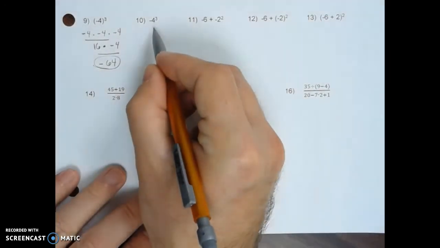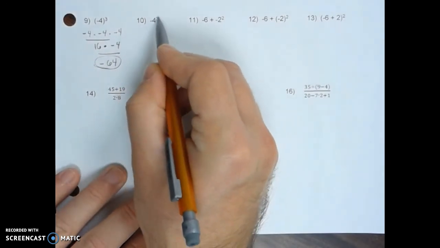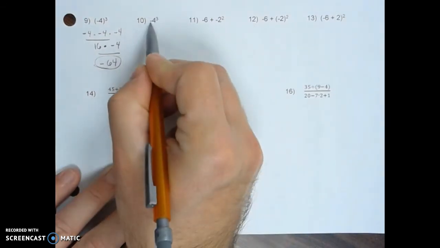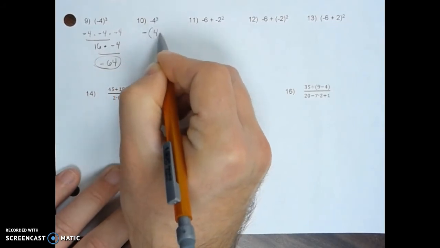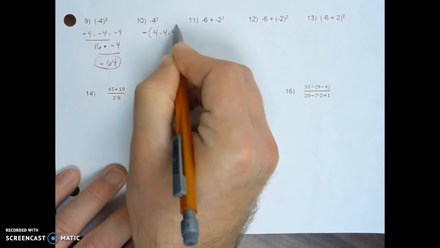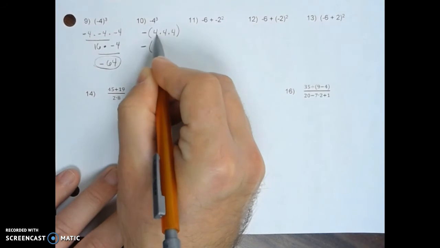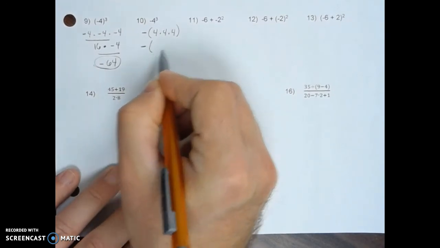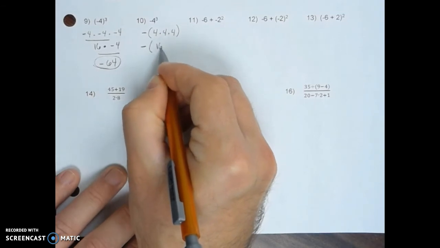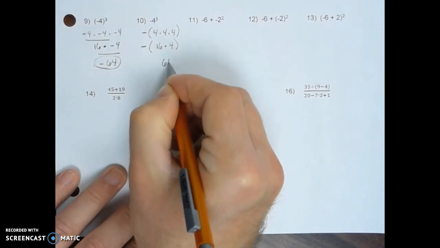In number 10, the meaning of this problem is different. Since it's not the number -4 in parentheses raised to the third power, I'm going to ignore this negative symbol for the time being. This means the negative of 4 to the third power, which is 4 times 4 times 4. 4 times 4 is 16, and 16 times 4, we just said, was 64.